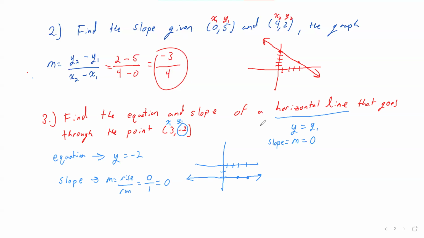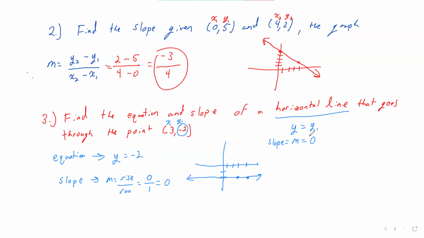So rise would be going up. So I didn't go up or down. So my rise was 0. But then I did go over 1 value. So then I ran 1. But 0 divided by 1 is 0. So that's why the slope is always 0.